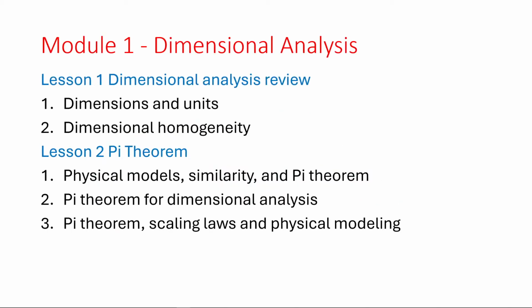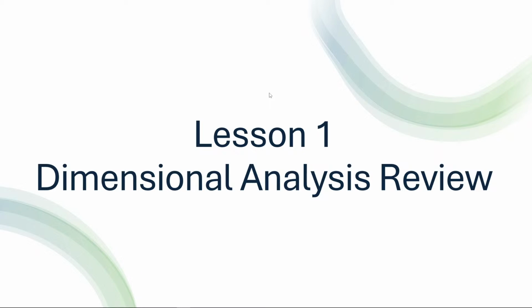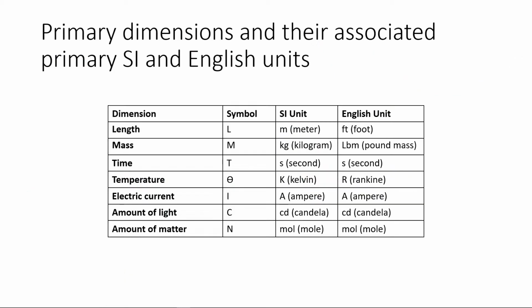Exam review. So the first module in the course was dimensional analysis. We did dimensional analysis review and we did the Pi theorem. Lesson one was dimensional analysis review, and in this lesson we learned about the primary dimensions. The primary dimensions that you need to know are length, mass, time, and temperature.